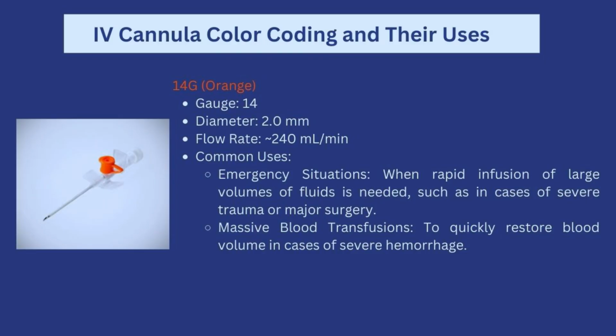The first cannula we'll be talking about is the orange cannula, which is gauge 14. It has a diameter of about 2.0 millimeters and a flow rate of approximately 240 ml per minute. And it is commonly used in emergency situations and when you need to do a massive blood transfusion.